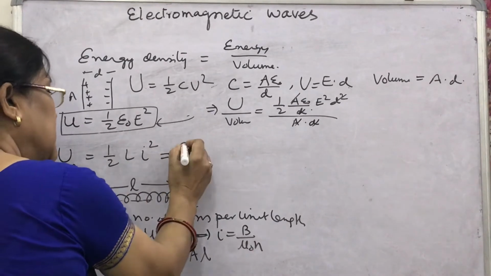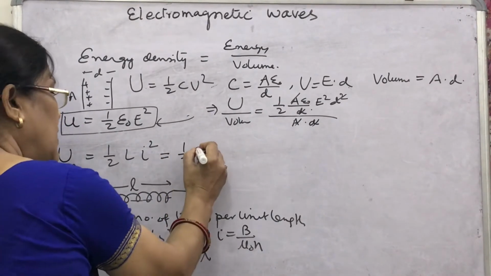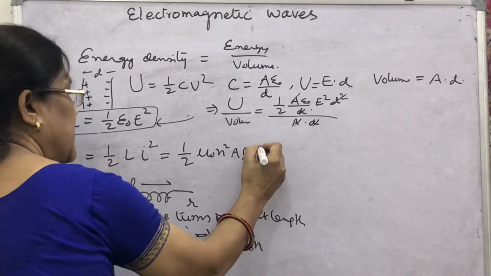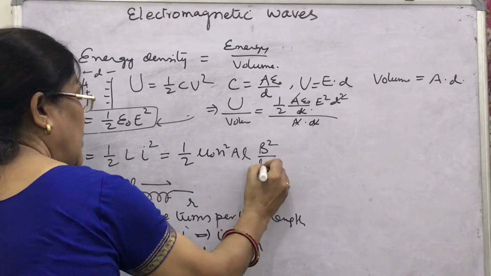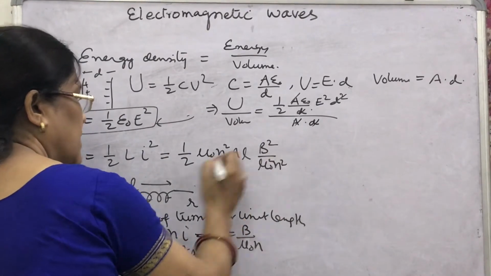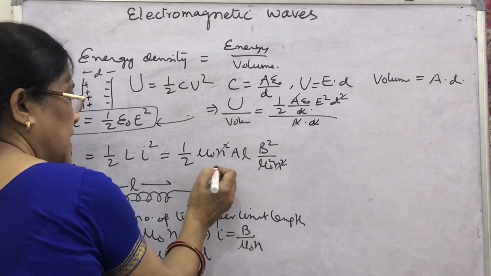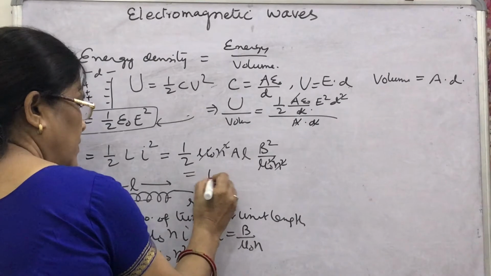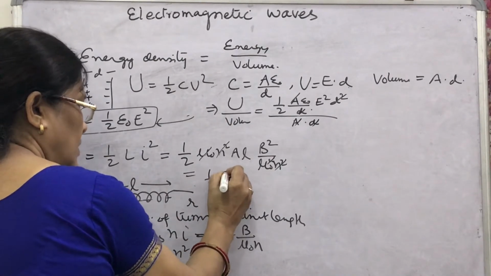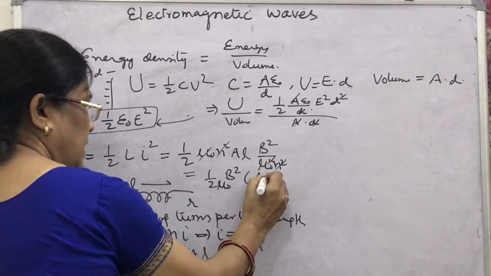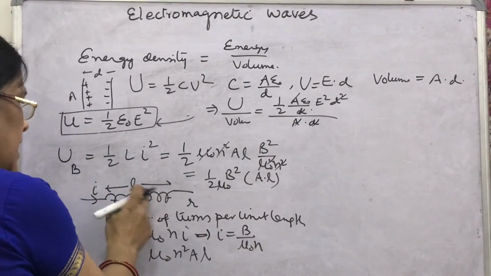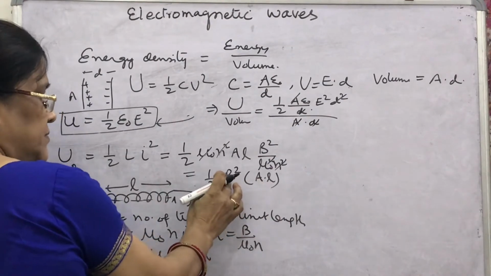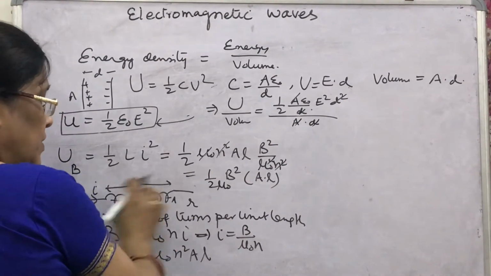This U_B is half, in place of L you will write mu naught n square A L, and in place of I square you will write B square upon mu naught square n square. So this n square will cancel, this mu naught square and one mu naught will remain. So you will have only half B square into A L. What is this A L? A is the area of the loop and L is the length of the coil.